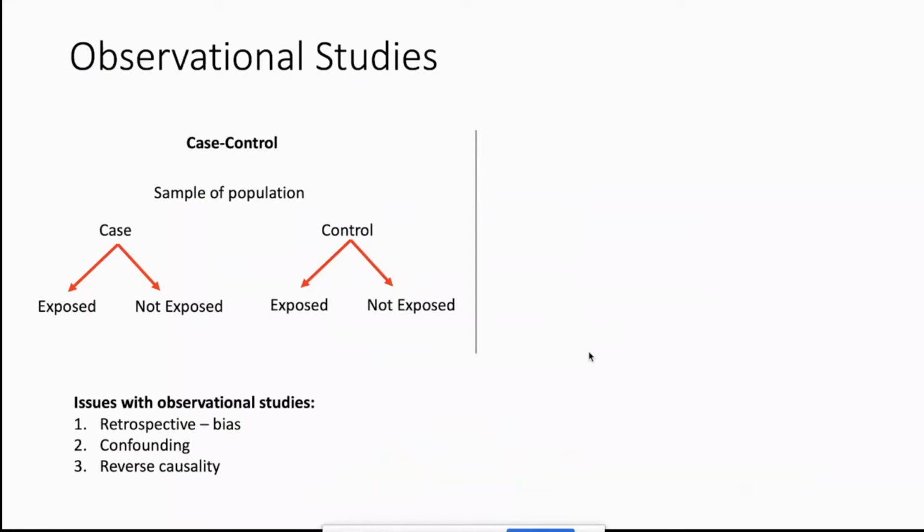Then we look back in time, so it's retrospective in nature, to see what proportion of the patients who had lung cancer were exposed to something like asbestos. And given the proportion of people who were exposed to not exposed in the cases compared to the controls, we can work out the odds ratio for lung cancer given exposure to asbestos, for example.